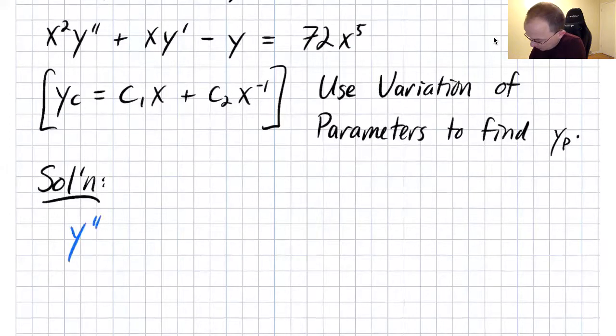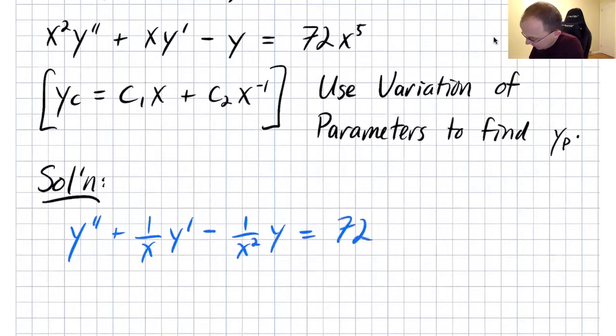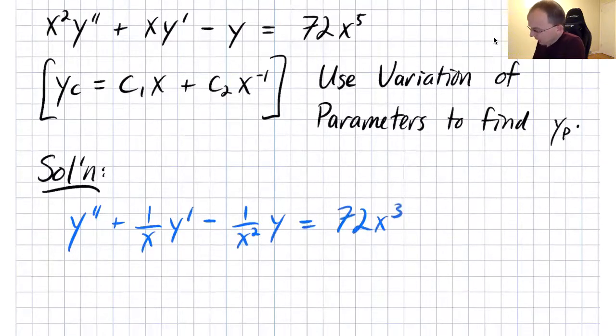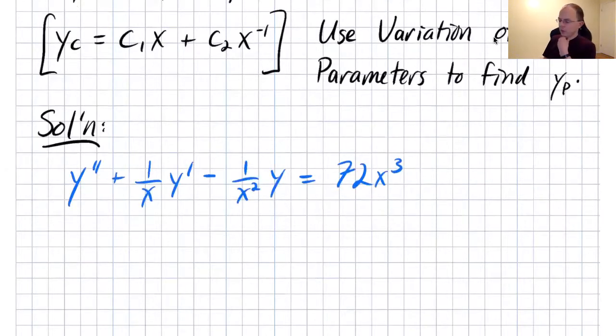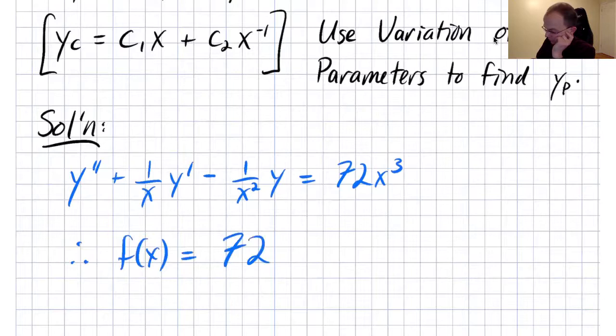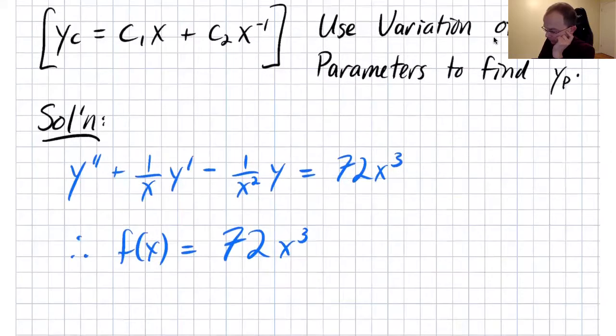So let's see, y double prime plus 1 over x, y prime minus 1 over x squared, y is equal to 72 x cubed. So that is our f of x. So that's why we need to do that, because we need the proper formula for f of x. So therefore, f of x is equal to 72 x cubed, right? Not x to the 5th, right? So we had to do that step.